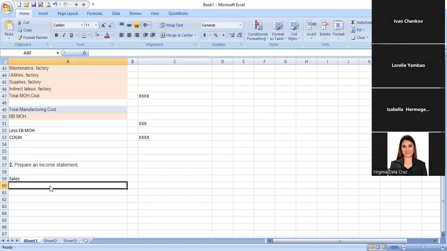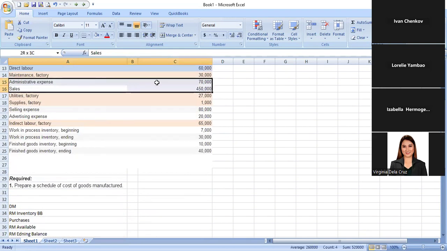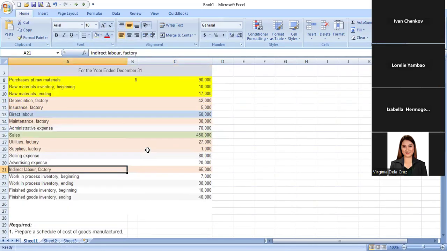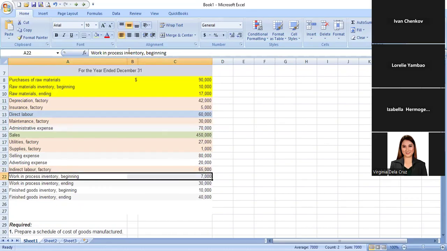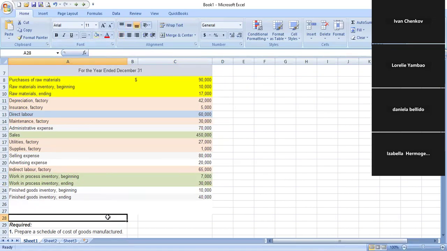How are you going to get cost of goods sold? Well, that will be kind of simple. So we use the sales. It's very important for you to mark what you use and what is left. At this point, you can see how many things are left. We use the work in process beginning balance, and we use the work in process ending balance. So not many left for us to use now.